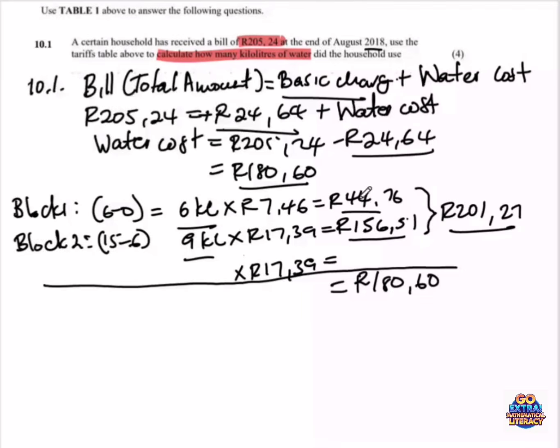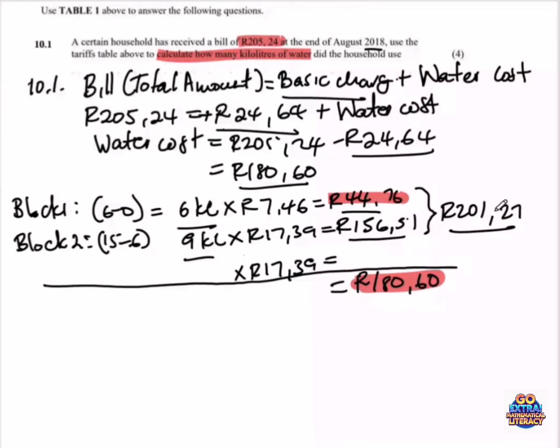Which amount can you add to 44 rand 76 to give us 180 rand 60 cents? That means we need to subtract these two values. Let me highlight: you need to subtract this one from this one here on the second bracket. If you subtract the two, how much are we getting?